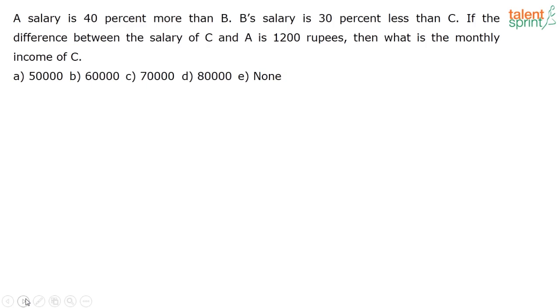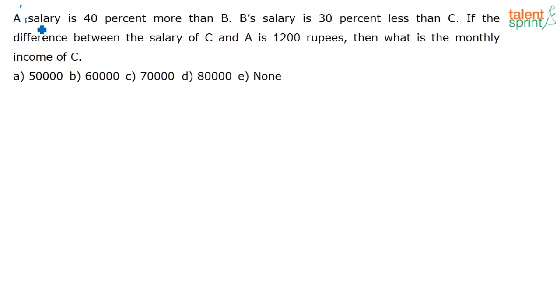These are all very typical questions that come from the percentages topic, no? A's salary is 40% more than B. B's salary is 30% less than C. If the difference between the salary of C and A is 1200 rupees, then what is the monthly income of C? What is the answer for this?